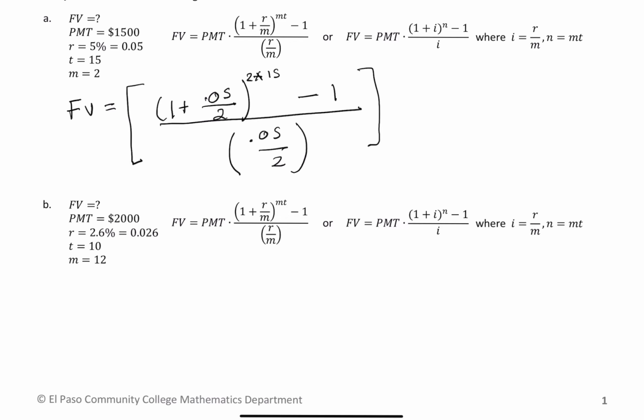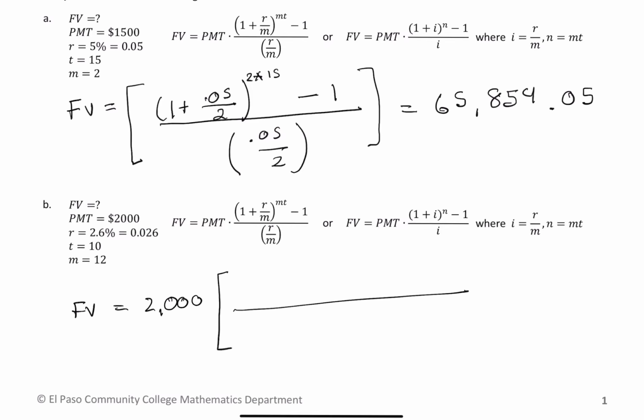As you can see, we got 65,854 with 5 cents. All right, let's go ahead and do the next problem. Letter B. So now I have my future value equals my payment, which is 2,000, bracket, my division. I'm going to close this.